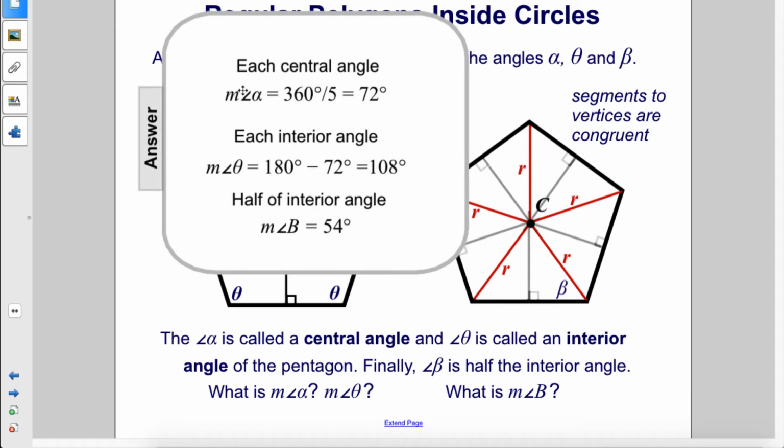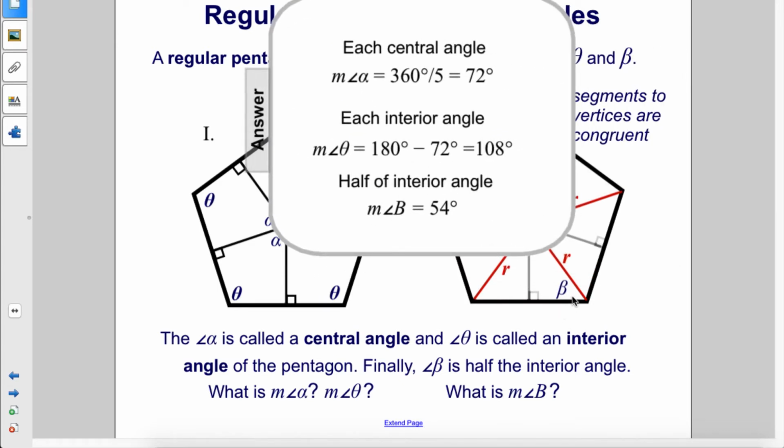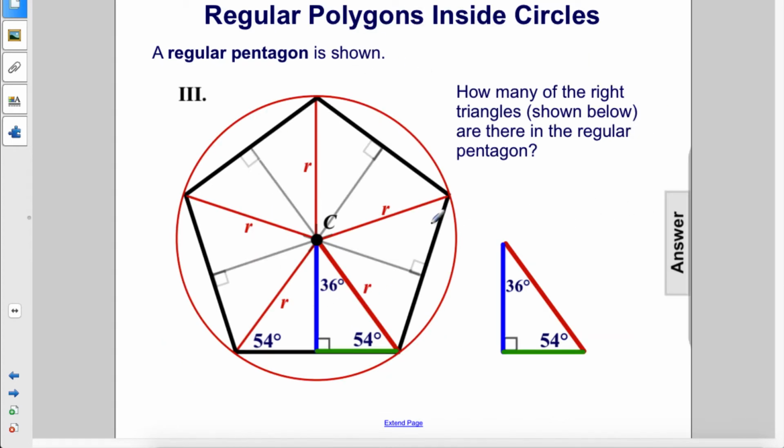All right, so each central angle is going to be 360 degrees divided by 5. So each one is going to be 72 degrees. Each interior angle is going to be 180 minus 72 degrees. These are supplementary angles. And then the angle beta here is half the interior angle, so 108 divided by 2 is 54 degrees.